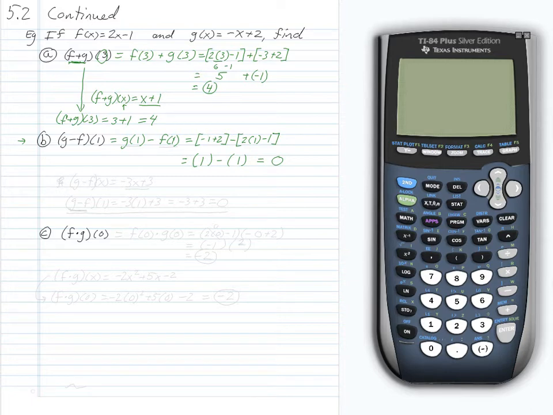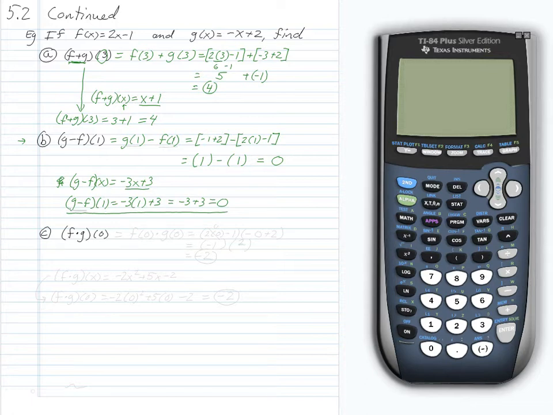However, recall that the difference function g minus f of x is given by negative 3x plus 3. So we could also calculate g minus f of 1 by plugging 1 into this function. And that's negative 3 plus 3, which is 0. So I would argue that this process is much quicker if you already know what that function is.